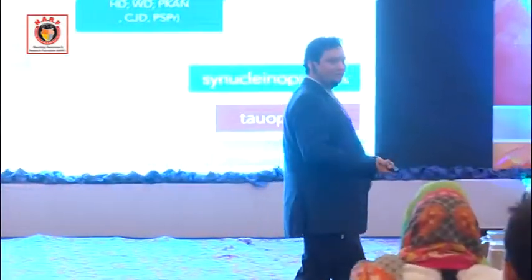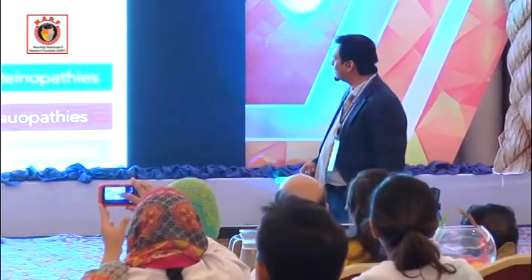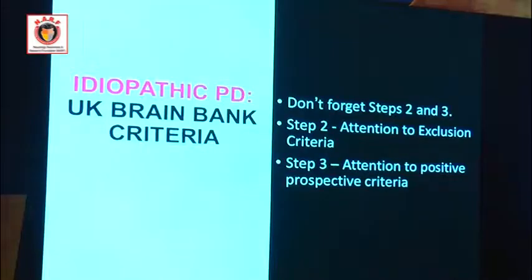So who should be considered for DBS? As I've said before, remember, it's only for idiopathic Parkinson's disease and not for any of the other Parkinsonism. Don't forget step 2 and step 3 in the UK Brain Bank criteria. As Dr. Athar has highlighted, remember, pay attention to exclusion criteria, pay attention to positive prospective criteria.